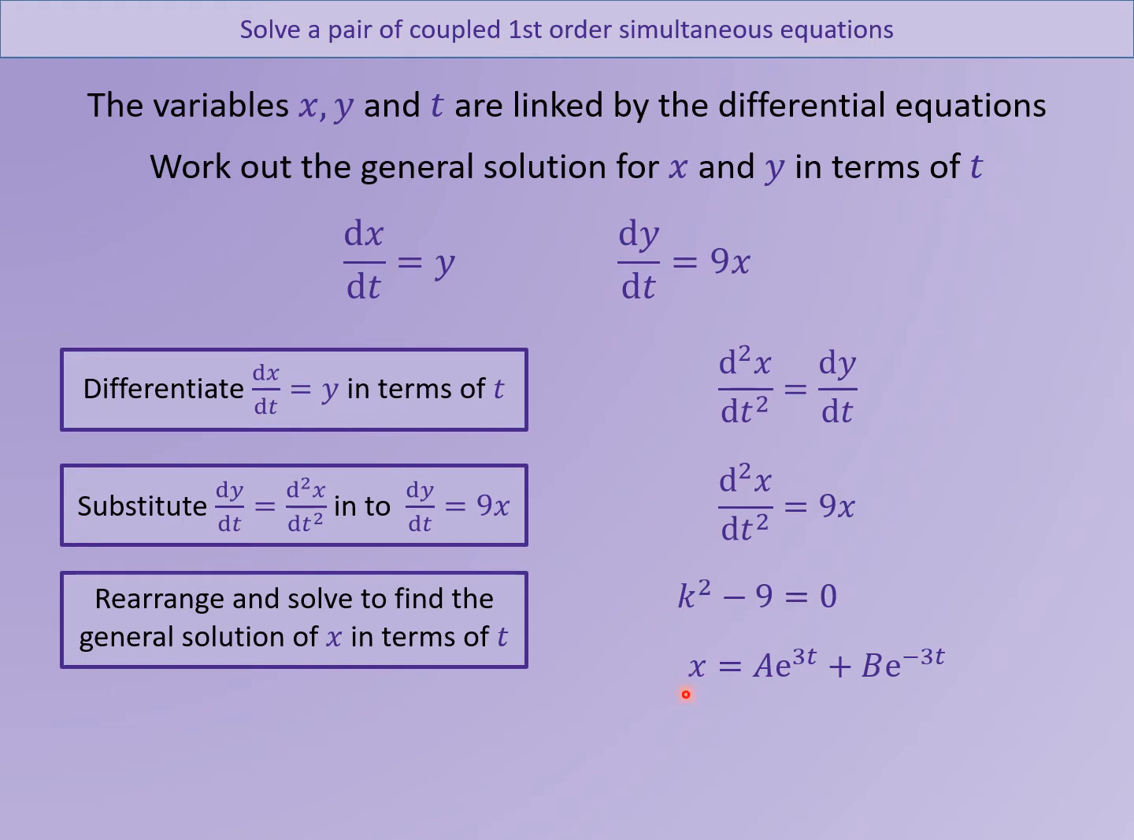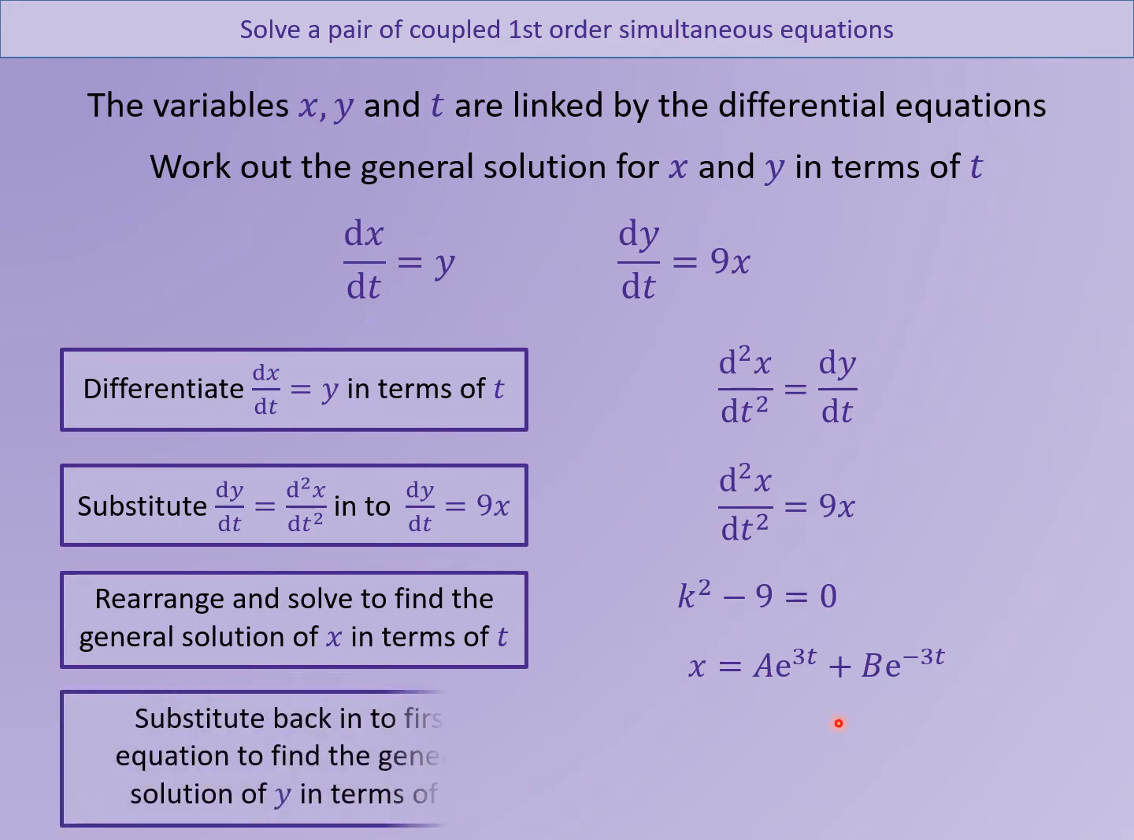So it's probably easier to think, right, if I differentiate it, that's going to tell me what y equals straight away. So I'm going to substitute it back into here after I've differentiated it, and I get y equaling 3a e to the 3t minus 3b e to the minus 3t. Okay, so well done if you followed that.